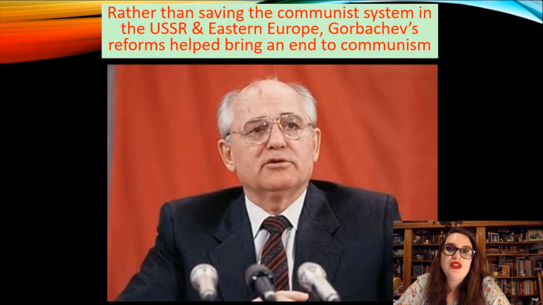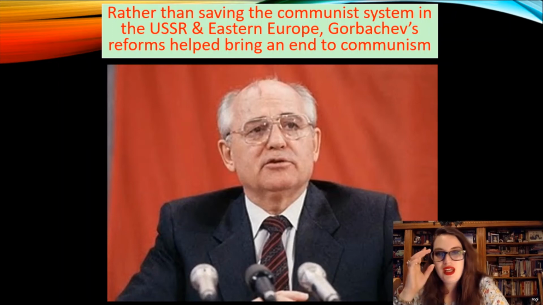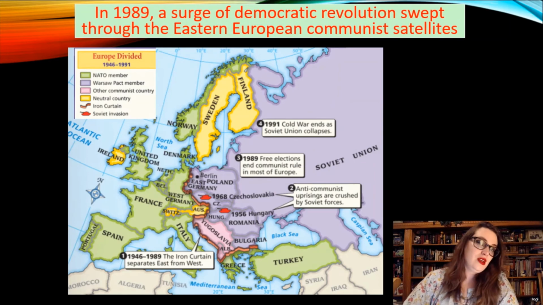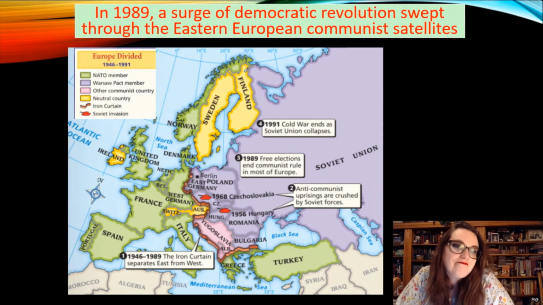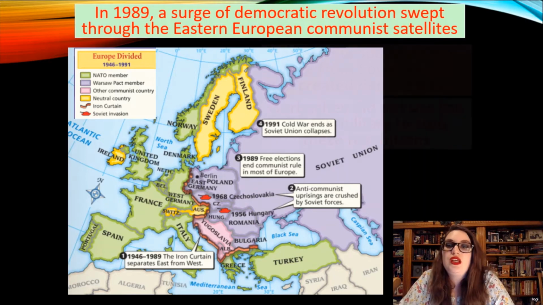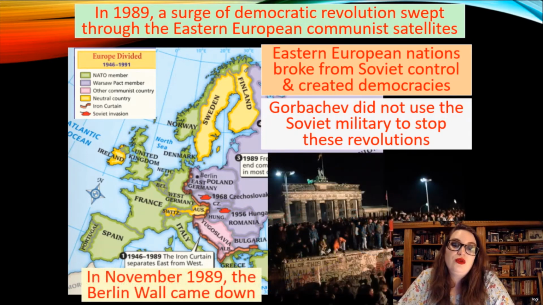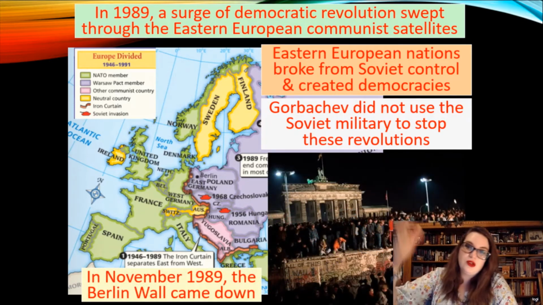Rather than saving the communist system in the Soviet Union and Eastern Europe, Gorbachev's reforms helped bring an end to communism. Amazingly. And so in 1989, a surge of democratic revolution swept through Eastern Europe, the European communist satellites. Eastern European nations broke from Soviet control and created democracies. Gorbachev did not use the Soviet military to stop these revolutions. So, it kind of kept going and going and going.